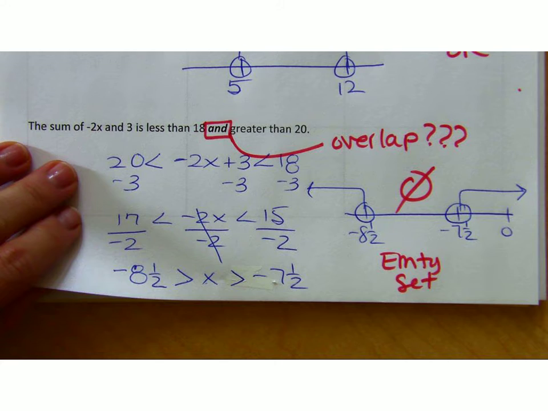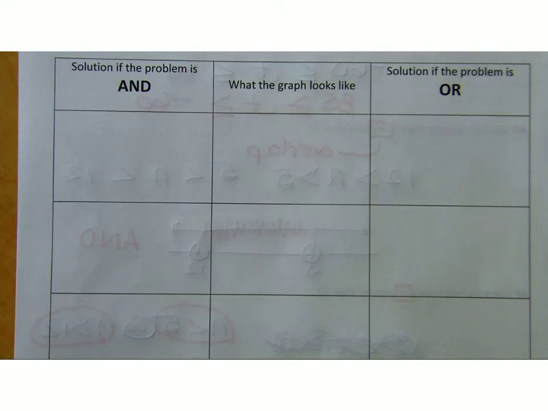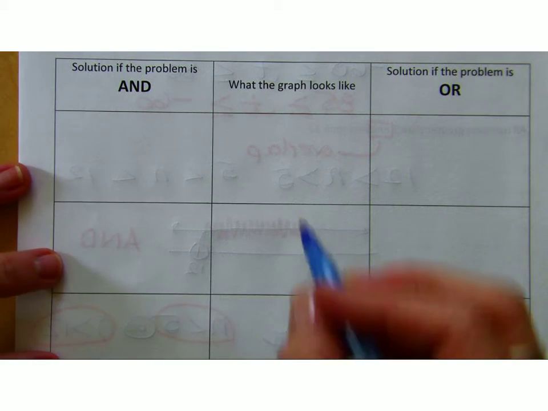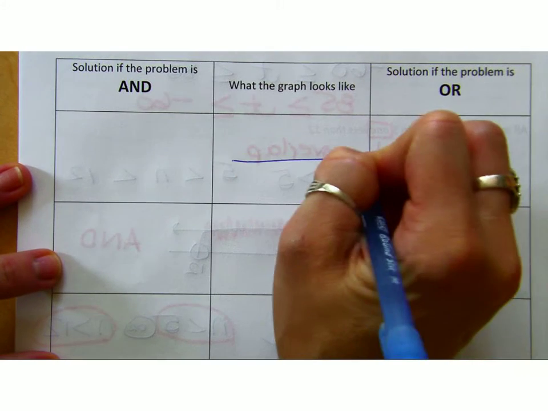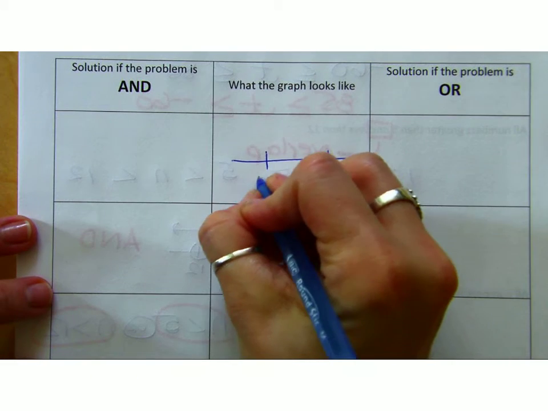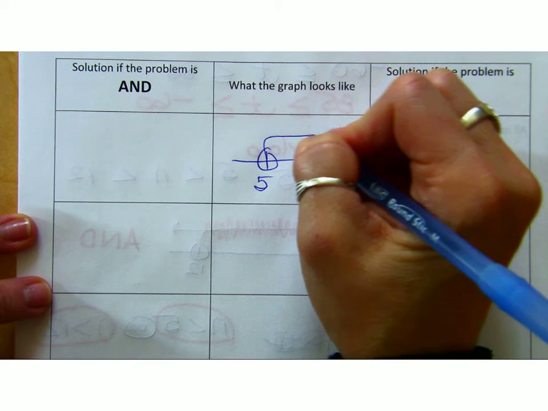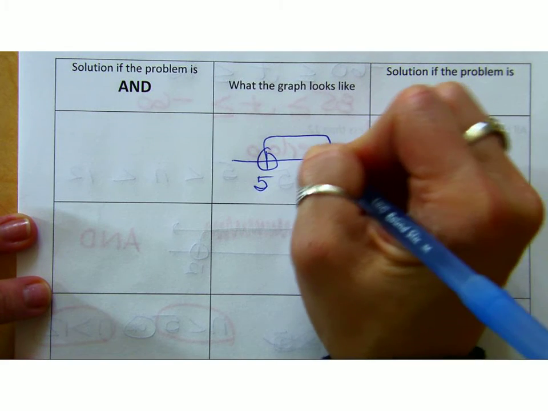All right, so this backside is actually going to be the best. It's going to give you a visual of a quick study guide. So if your graph looks like, I'm going to use 5 and 10 for all of them. 5 and 10. If your graph looks like this, that's the first way.